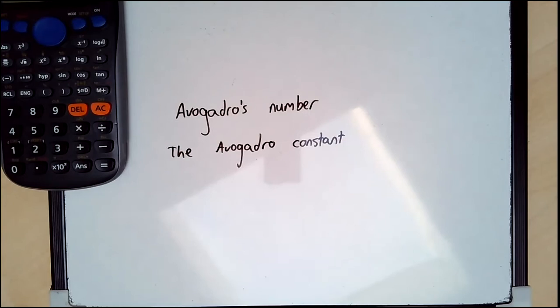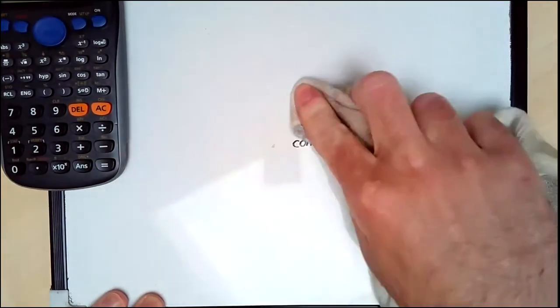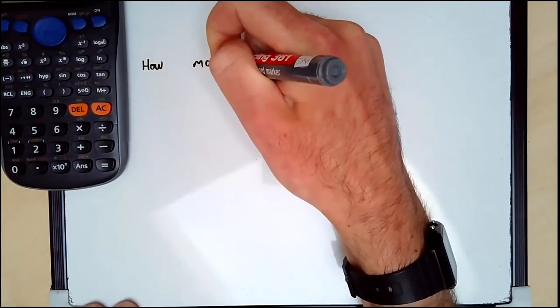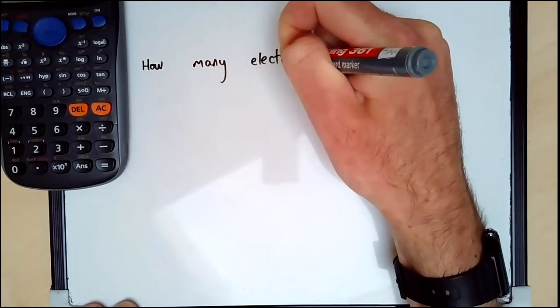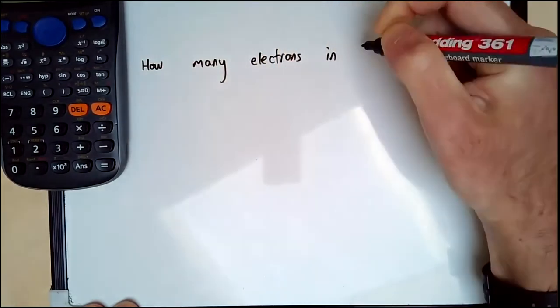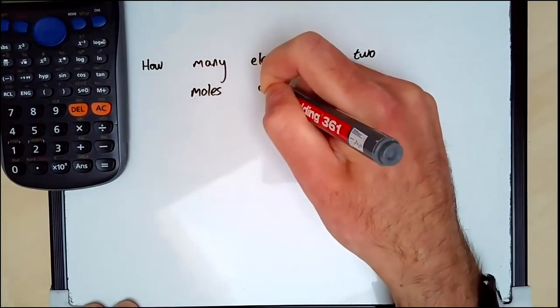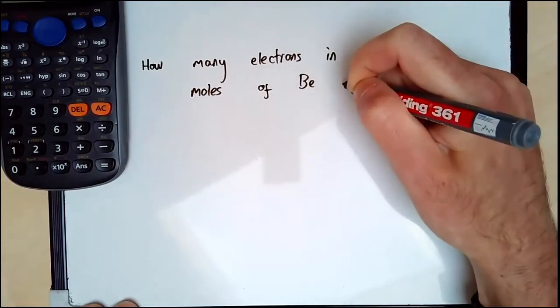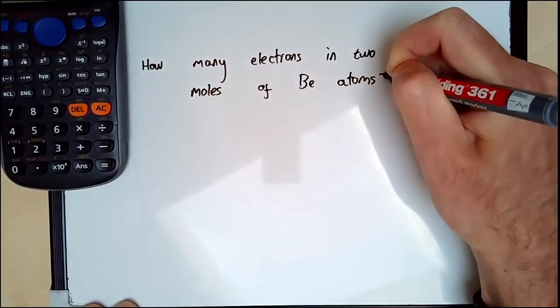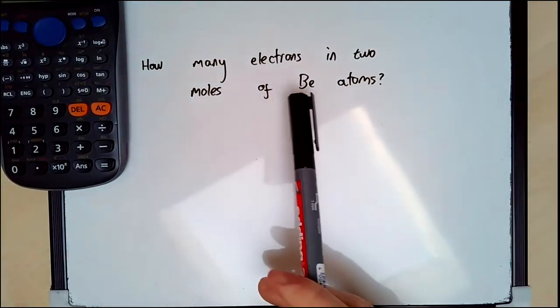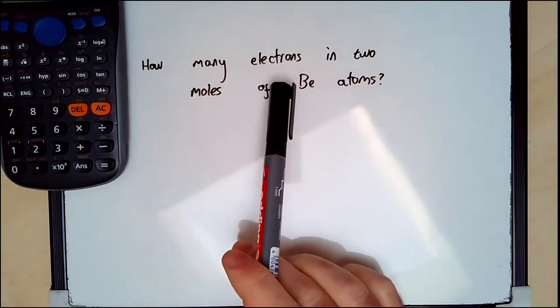I just want to do a different type of activity to push your understanding here a bit further. Let's say I said to you, how many electrons in 2 moles of Be atoms? So that's a bit more complicated because I've added a number of electrons and a number of atoms. In the past, I just had electrons, but now I've got electrons and atoms.